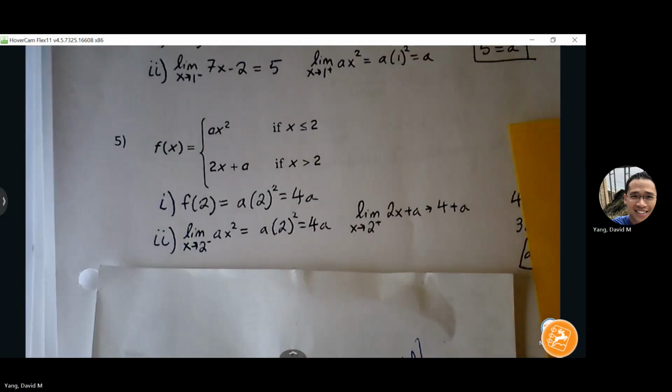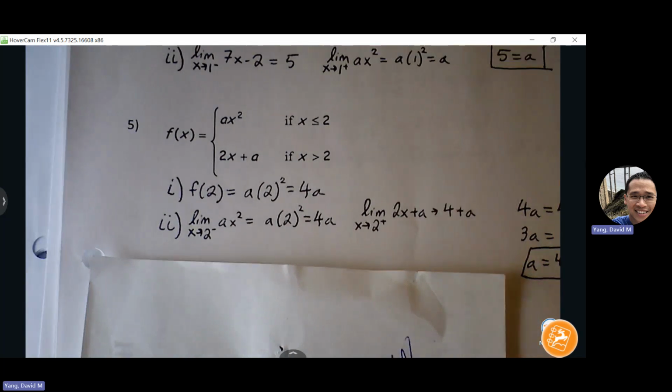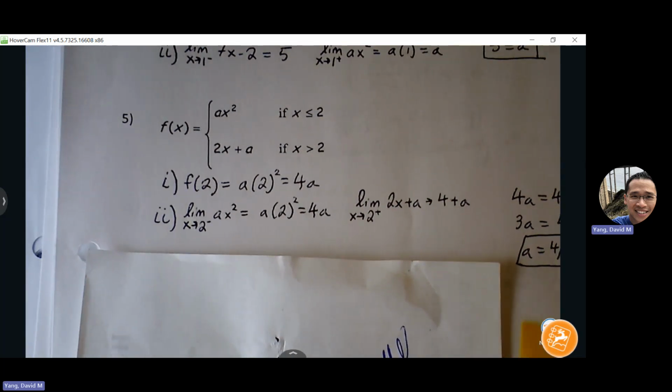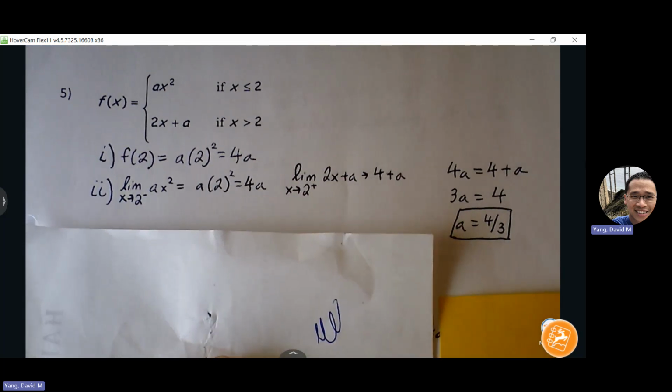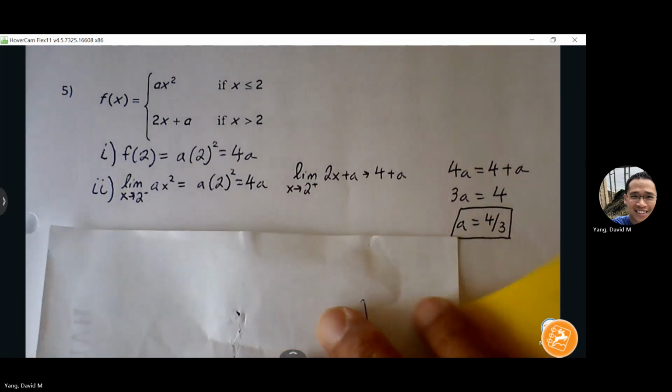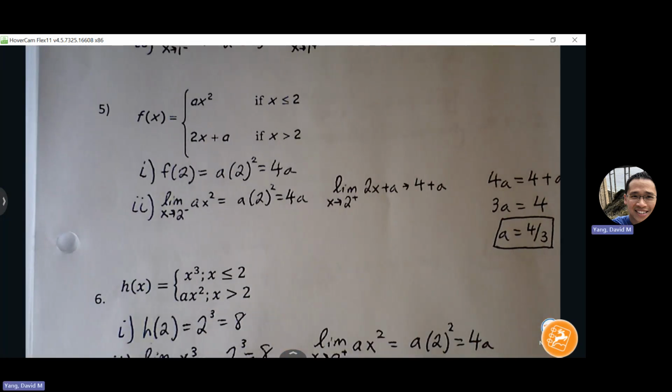Okay. Yeah, and then once we solve for what we're looking for, we don't have to go any further, because it's not asking us to do anything more than just solve for a. Okay. Try number 6. We can try number 7 as well. So let's go through 6 first.